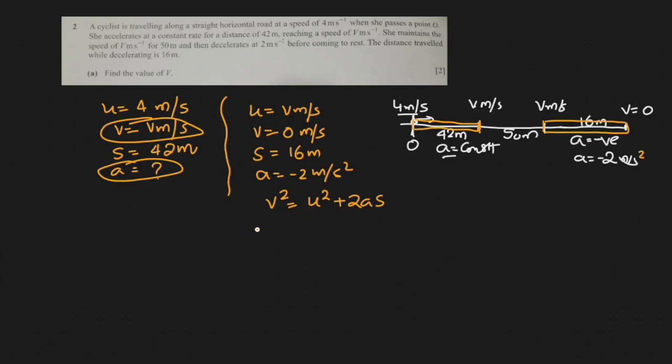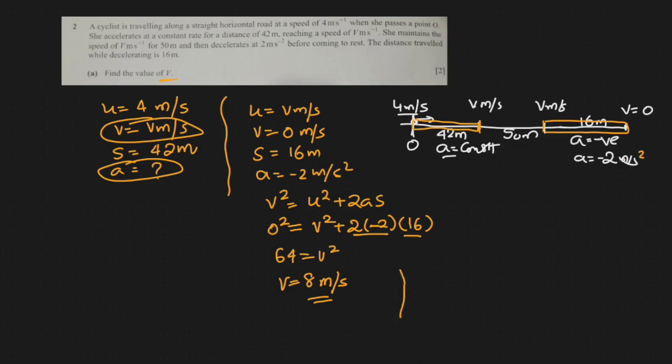So v is 0. u is v actually, plus 2 times minus 2 times displacement is 16. So 4 times 16 is 64. So 64 positive is v square, because this is negative, it will go positive to the left side. So v becomes square root of 64, which is 8 meter per second. And they're asking the value of v only. Done.